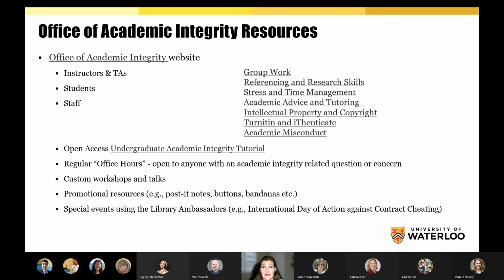And last, we use library ambassadors, which are a great asset for us. We used to train and have our own academic integrity ambassadors, but that got quite unyielding over time to manage. And then when the library started their ambassadors program, we were able to tap into that, where we buy some of their time to promote academic integrity to students. So it's a great relationship, being that these students are already in the library, well-versed, and have some background training on academic integrity too. So those folks have been very helpful, and they also help us promote different academic integrity events on campus throughout the year.